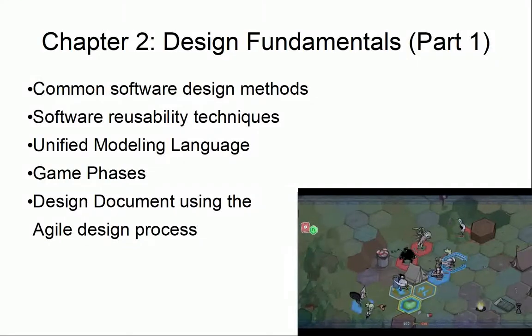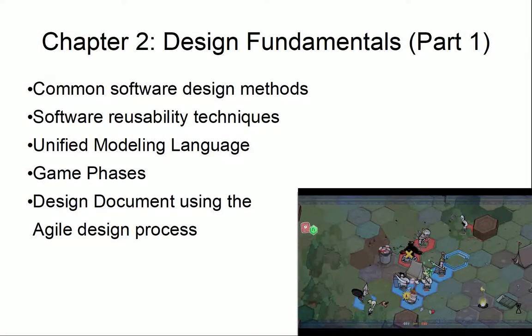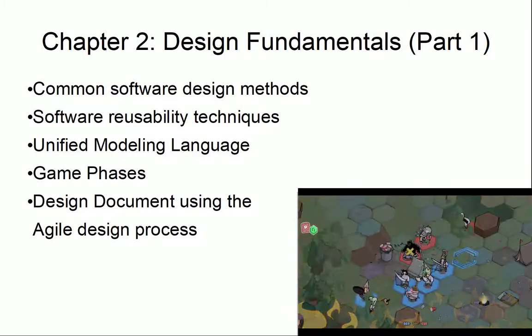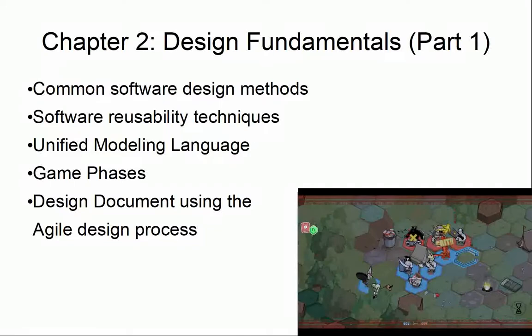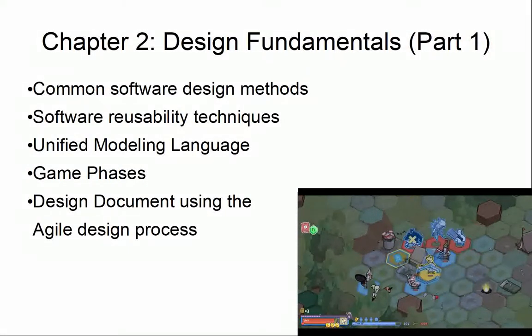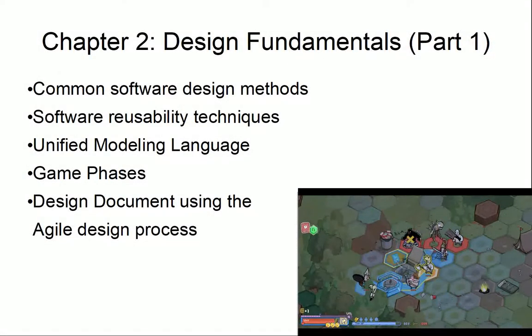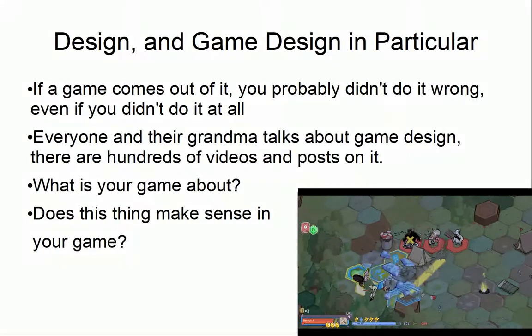In Chapter 2, the book will introduce some common software design methods, introduce software reusability techniques, introduce the unified modeling language, describe and cover basic game phases, and describe and develop a design document using the agile design process. Sounds like quite a bit, but really it's just mostly going over how to set up the design for making your game. In reality, so long as you actually end up with a game at the end of it, there's no wrong way to design a game.